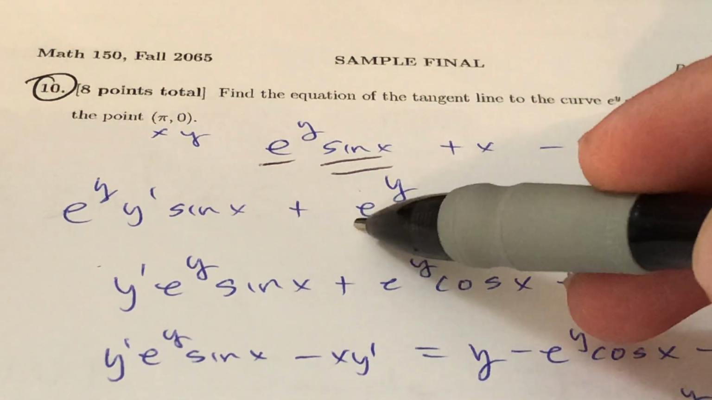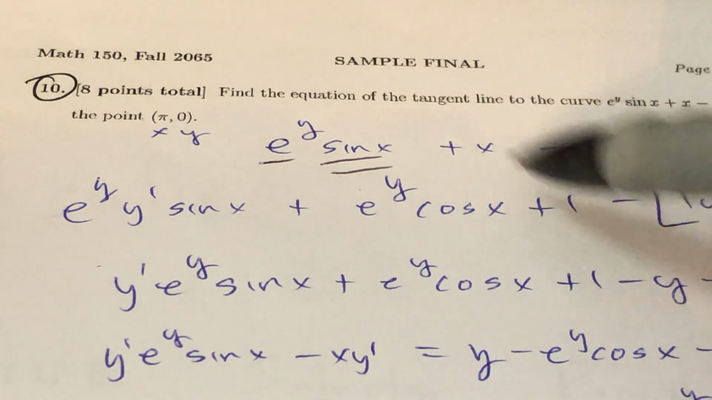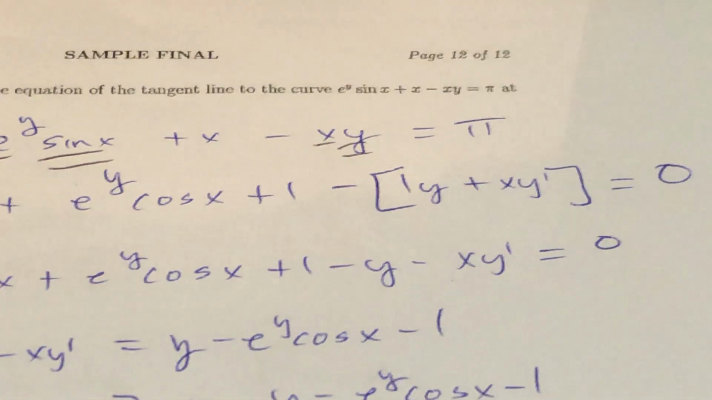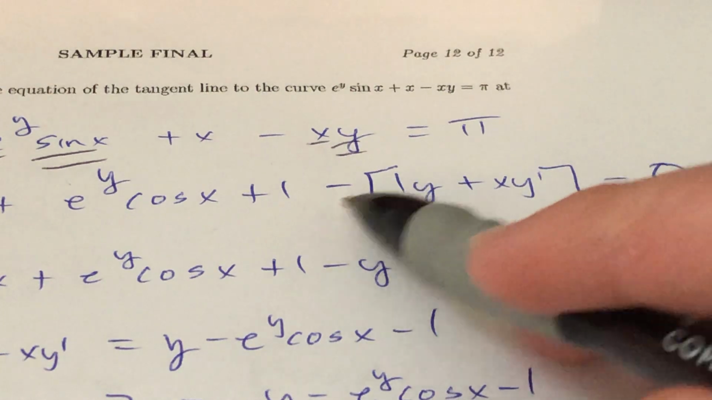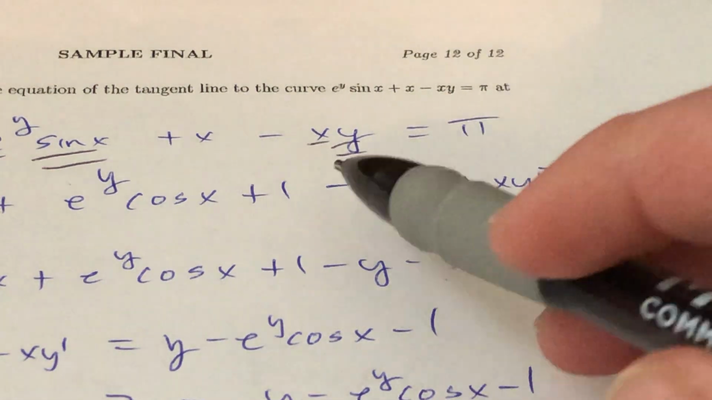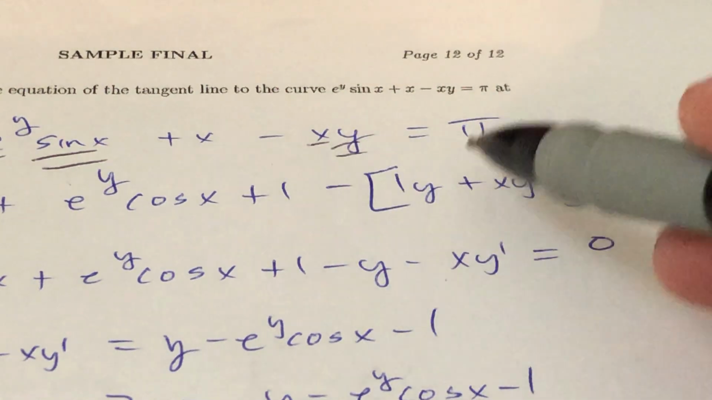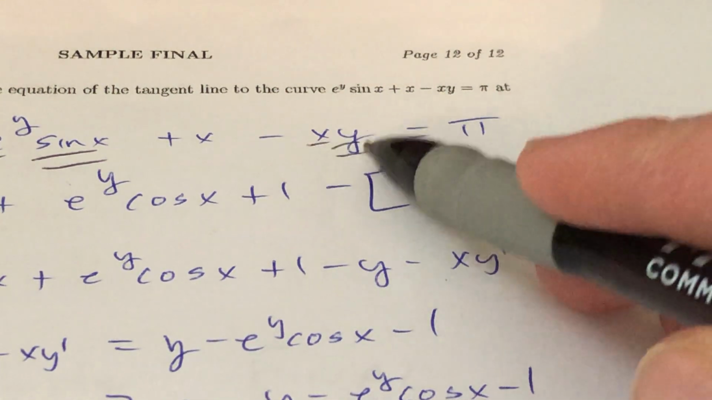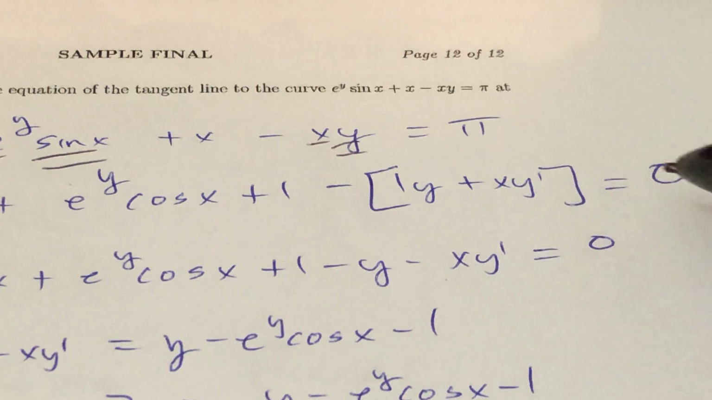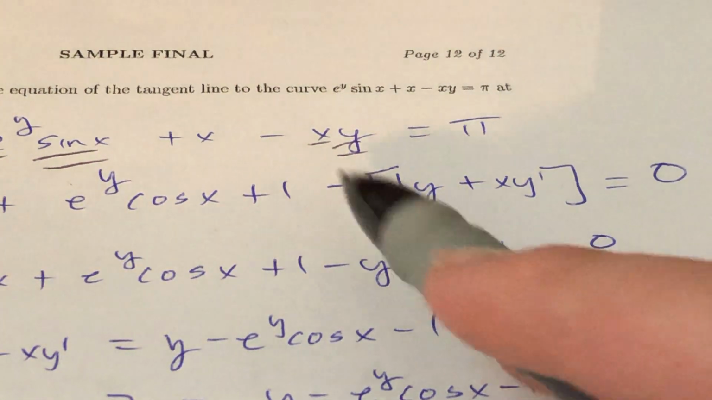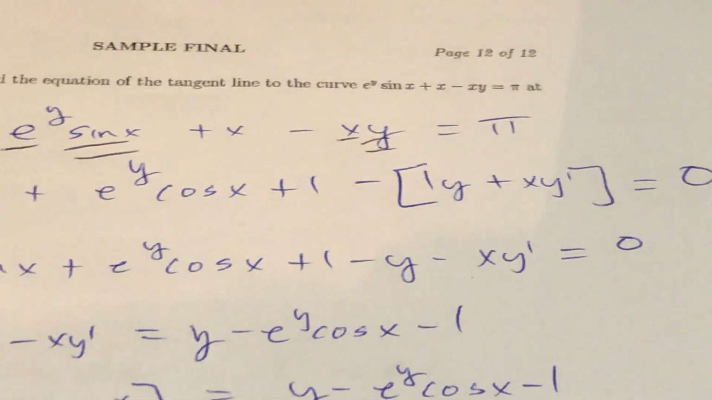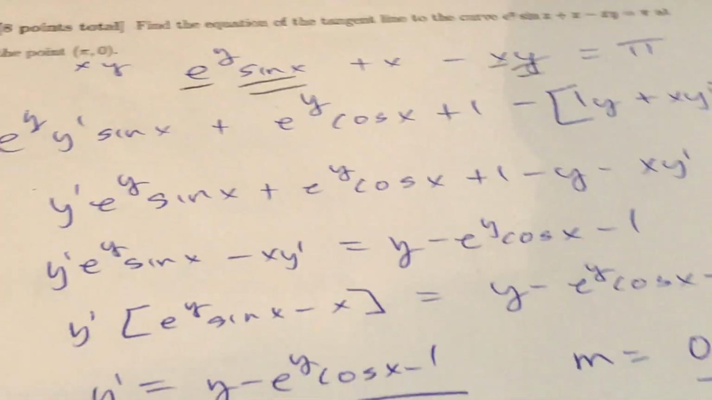Plus the first times the derivative of the second, plus, what's the derivative of x? Simply 1. Going to have minus, okay? I'm now putting this in parentheses. So minus, I'm putting xy in parentheses: derivative of the first times the second plus the first times the derivative of the second equals, what's the derivative of pi? 0. Bring the negative sign through, right? And now we have this.